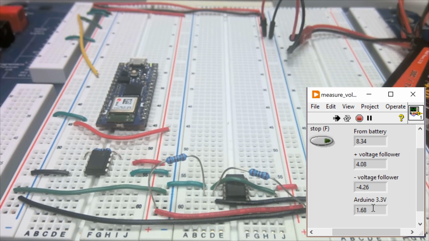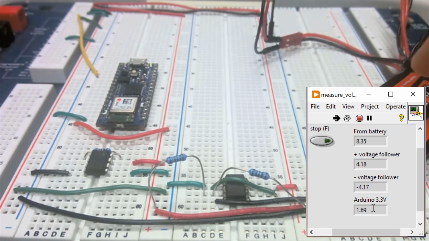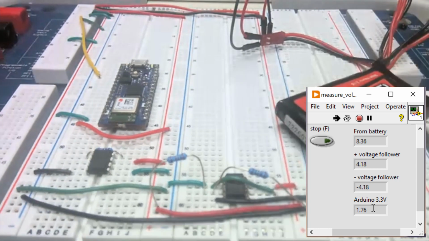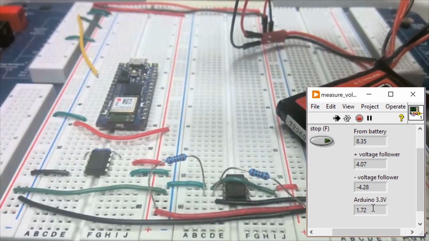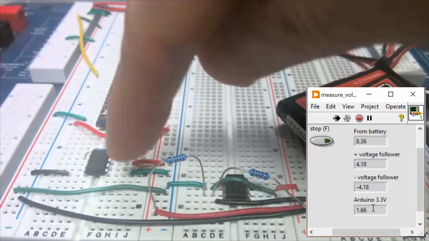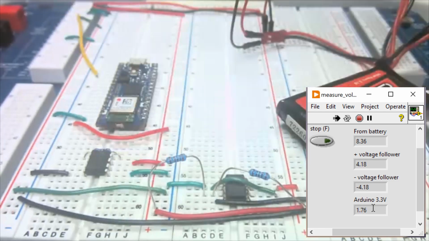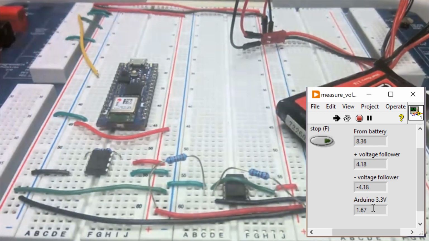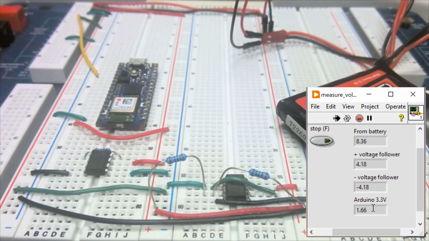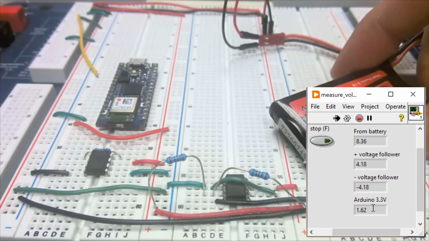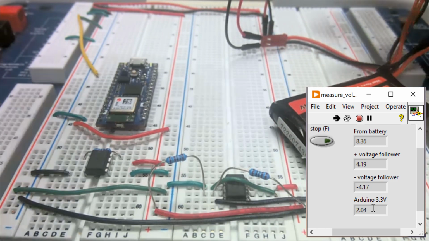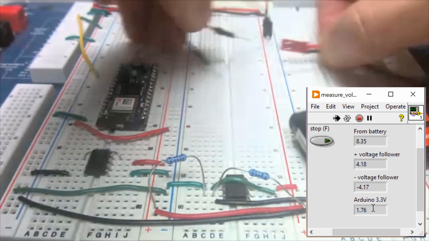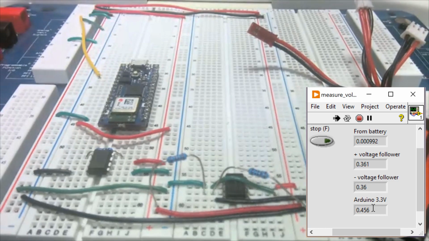The other thing we could do is, the problem is we still want to be able to provide this instrumentation amp with plus and minus voltage, right? And so you can do that with a 2-cell lithium ion battery. And the way you can do that is by just wiring one of the cells.